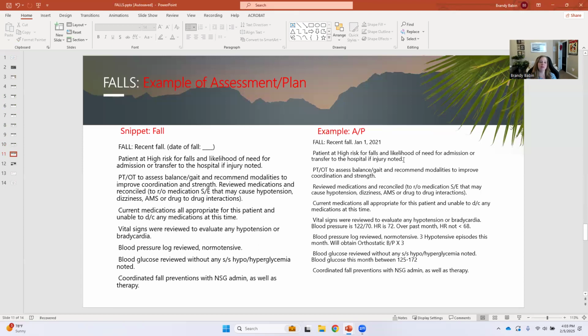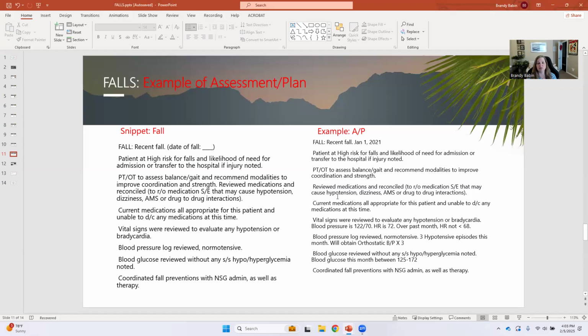Well, if they're not at high risk and this was a fluke, then you can delete that out of there. But if they had a fall, they're probably at high fall risk right this moment. So maybe for the next week, they're at risk for falls because they had a fall and we don't want them to fall again. PT and OT to assess balance, strength, and recommend modalities to improve coordination and strength.